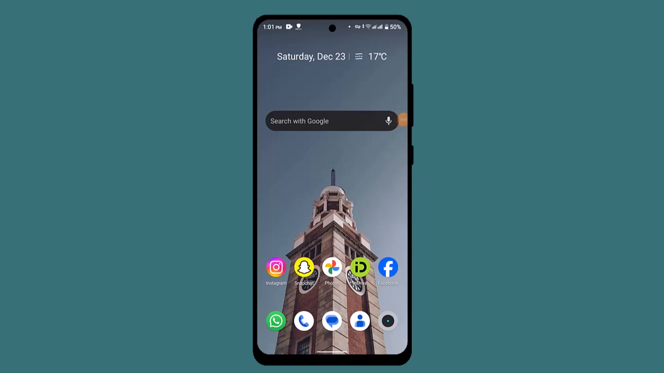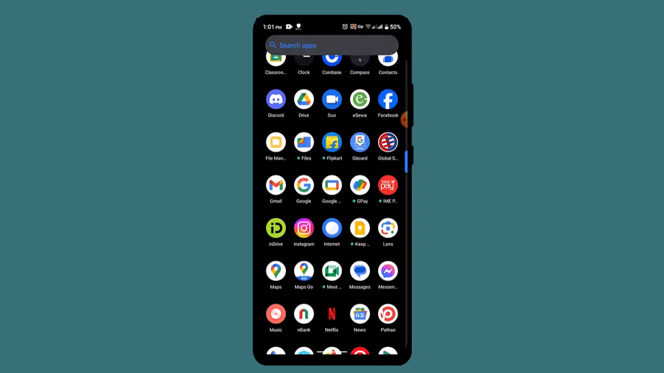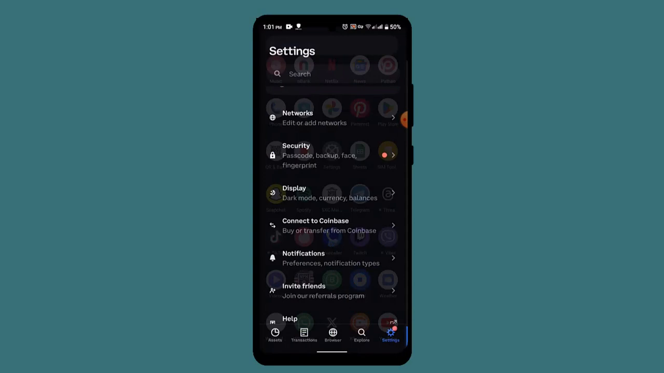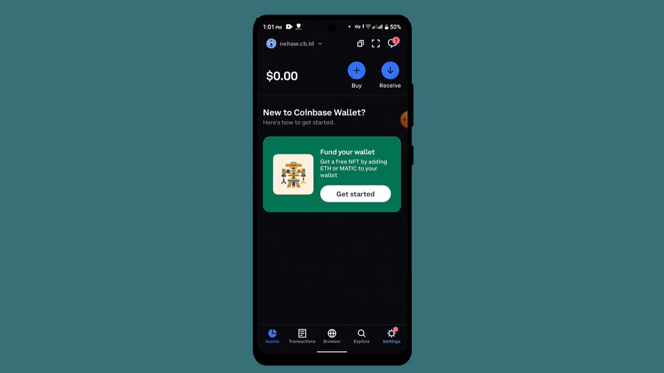Today I'll be showing you how you can transfer money from your Coinbase wallet to your bank account. So in order to transfer money or assets from your Coinbase wallet to your bank account, you'll have to exchange it, or sell your cryptocurrency to your USD balance. In order to do that, first things first, you'll have to open up your Coinbase wallet and head over to your home page.